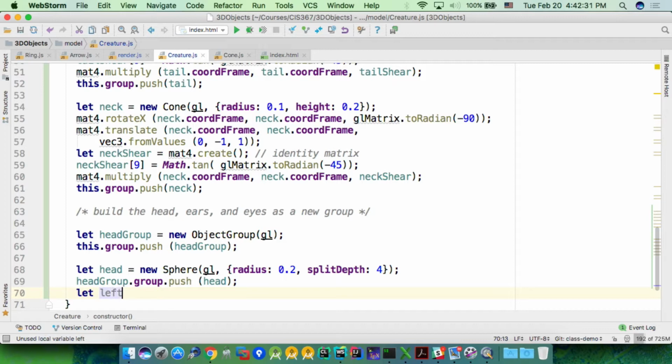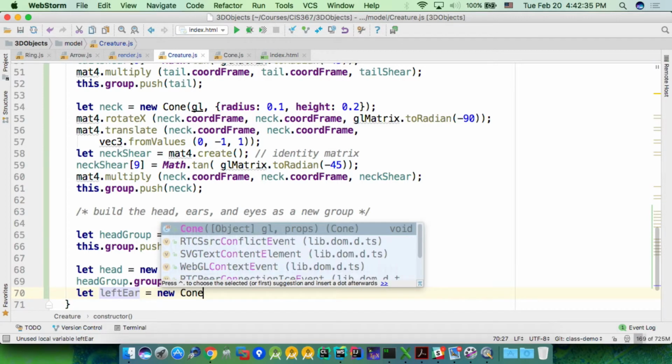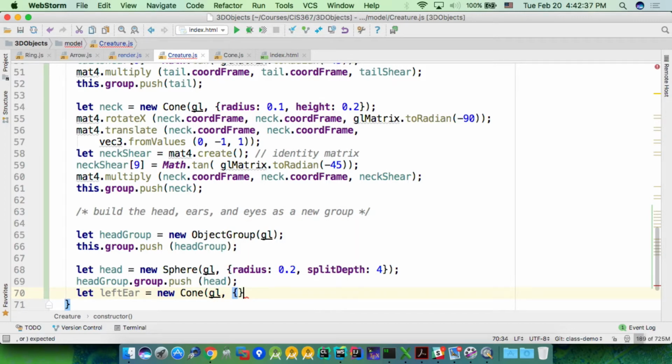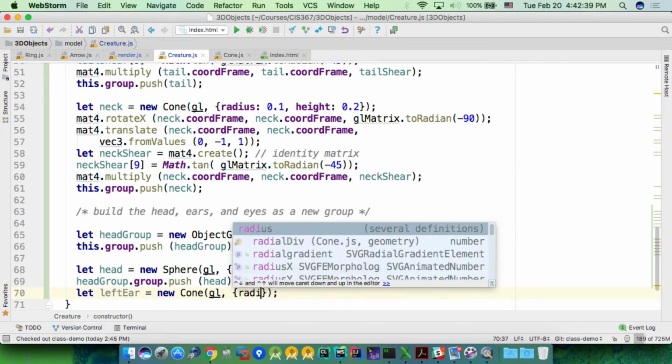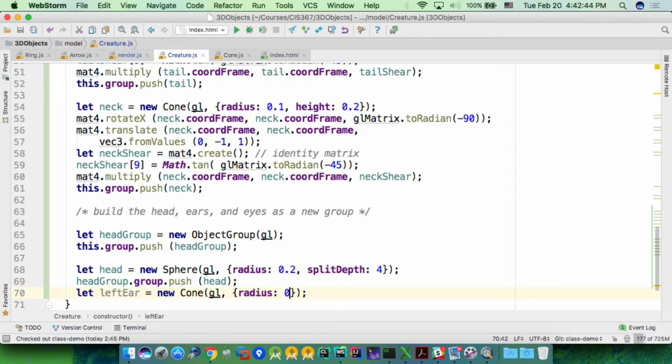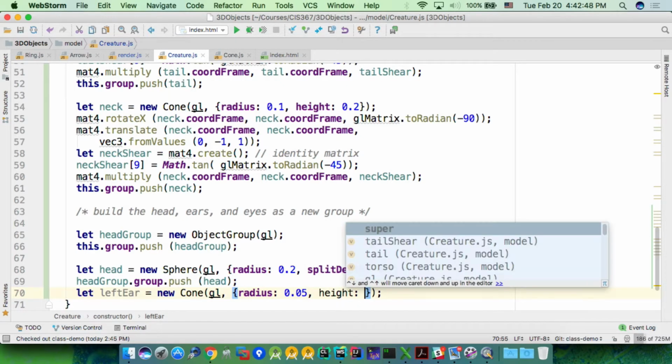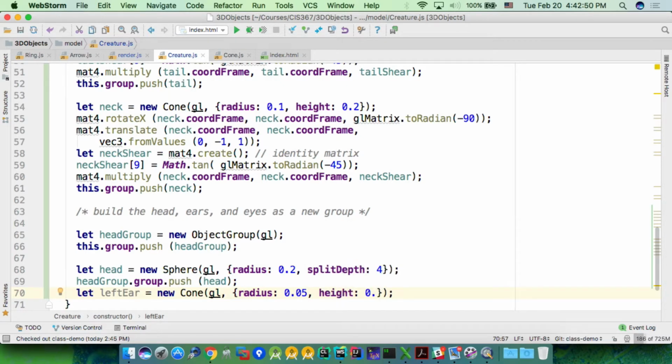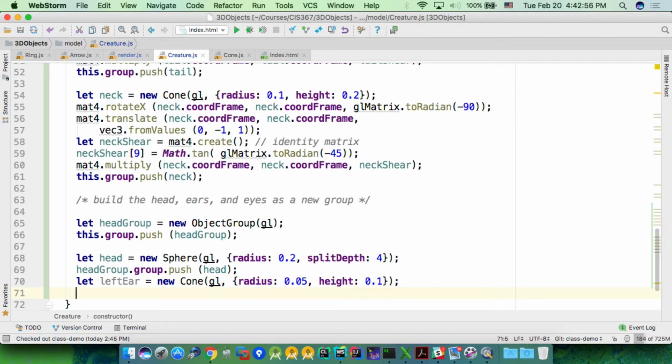Okay. So left ear, new cone, GL, radius. What would be the radius of my cone? 0.05, and then the height 0.1. That's a big ear.